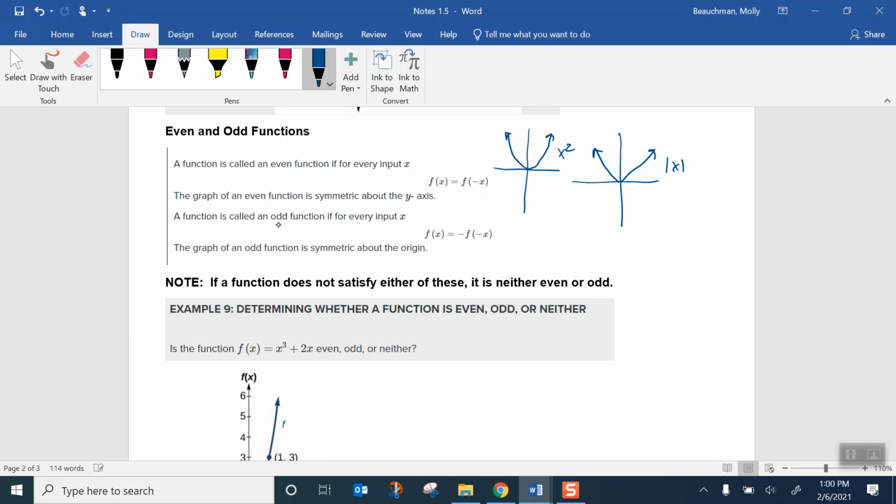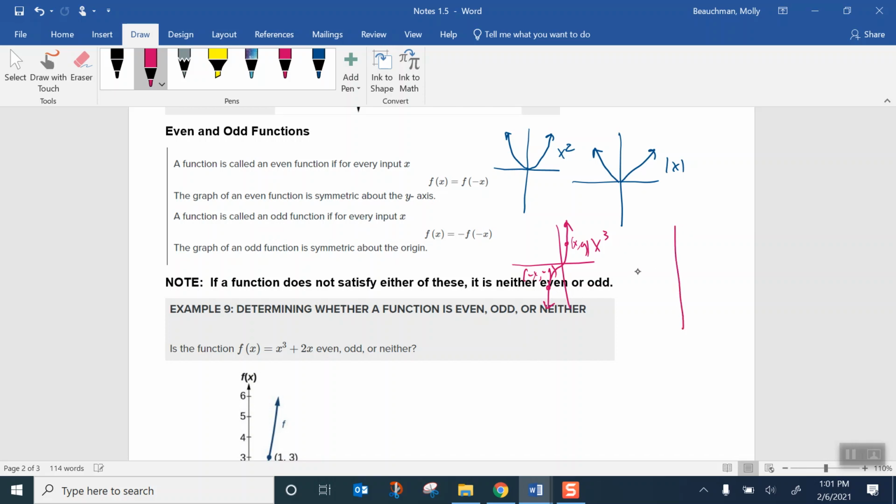A function is called an odd function if for every input x, f of x equals negative f of negative x. An odd function is symmetric about the origin. So what that means is the graph of x cubed is an odd function. For every point (x, y), there's a point (negative x, negative y) on the function. It's a rotation of 180 degrees around the origin.